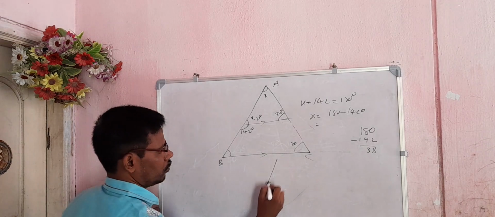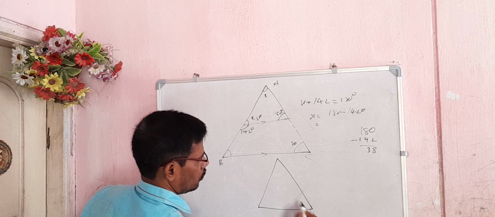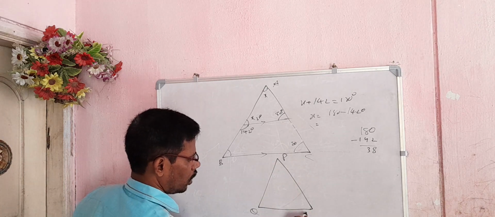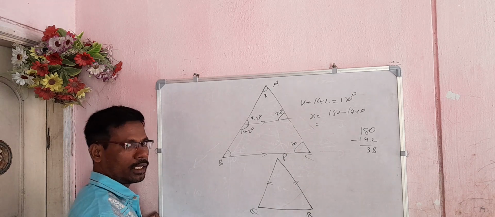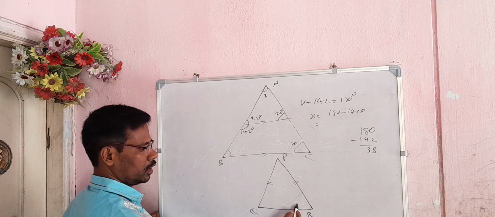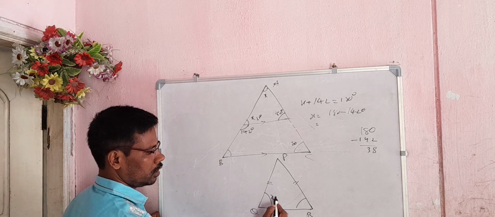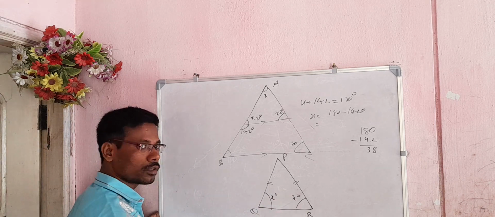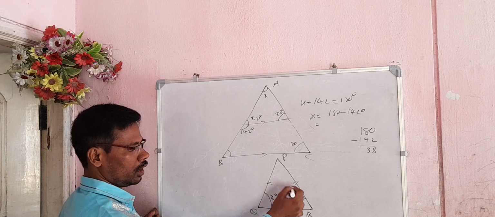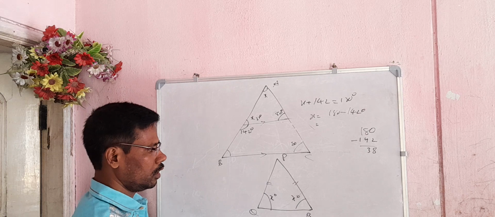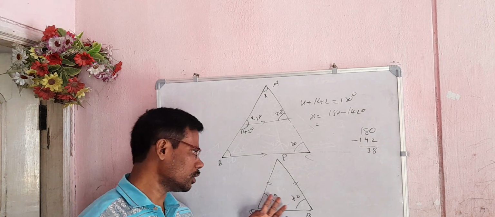In triangle PQR, if two sides are equal, what is the relationship between the angles? If two sides are equal, angles opposite to them are equal. That means this is x, this is also x. Reverse, if two angles, base angles, are equal, then opposite sides will be equal. We will be doing those kinds of problems in the next class. One is Pythagoras, one is this type of problem.